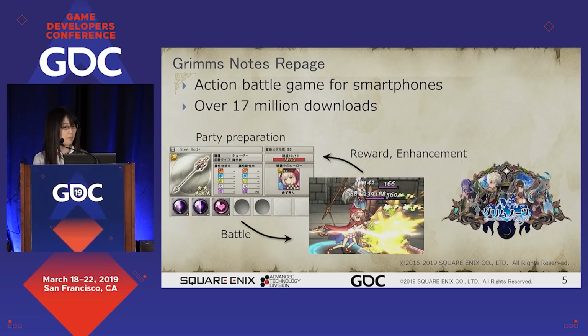Our research was about finding a method to balance the game Grimms Notes Repage. It's an action battle game for smartphones. And the main game loop is the following one. At first, prepare the party before the battle. Choose the characters and their equipment. Then the battles. It's automated, so the player cannot do anything. And the post-battle. The player receives rewards based on the result, which allow him to become stronger. Then repeat.